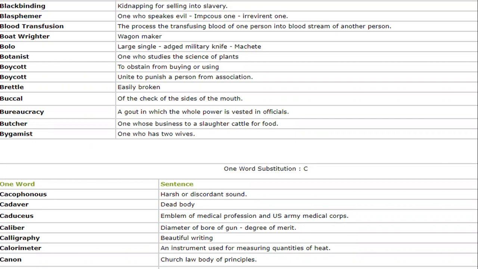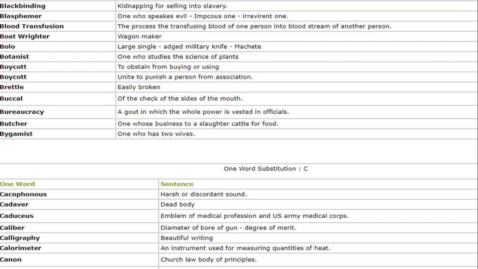Then boatwright, wagon maker. Bolo, military knife. Botanist, one who studies the science of plants. Boycott, abstain from buying or using. We can also say, unite to punish a person by refusing association. Brittle is easily broken. Okay. Buccal, the cheek or the side of the mouth. The upper roof is said to be the palate.